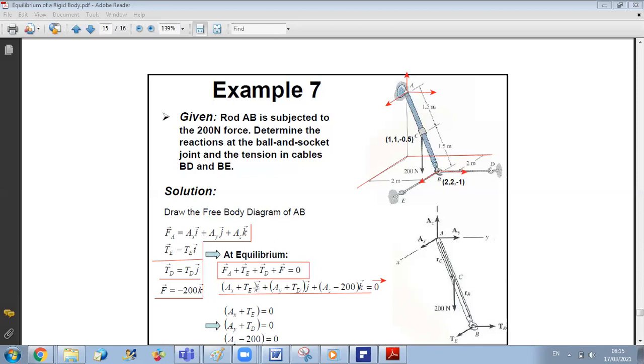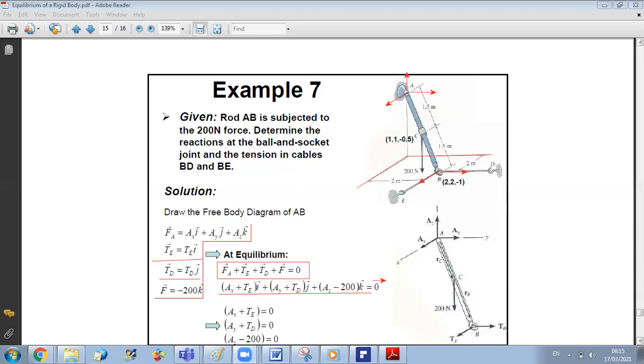The equation along i will give you that AX plus TE equals 0, so AX equals minus TE. The second equation will give you that AY plus TD equals 0, so AY is equal to minus TD. And the third relation will give you that AZ minus 200 equals 0, so AZ equals plus 200.